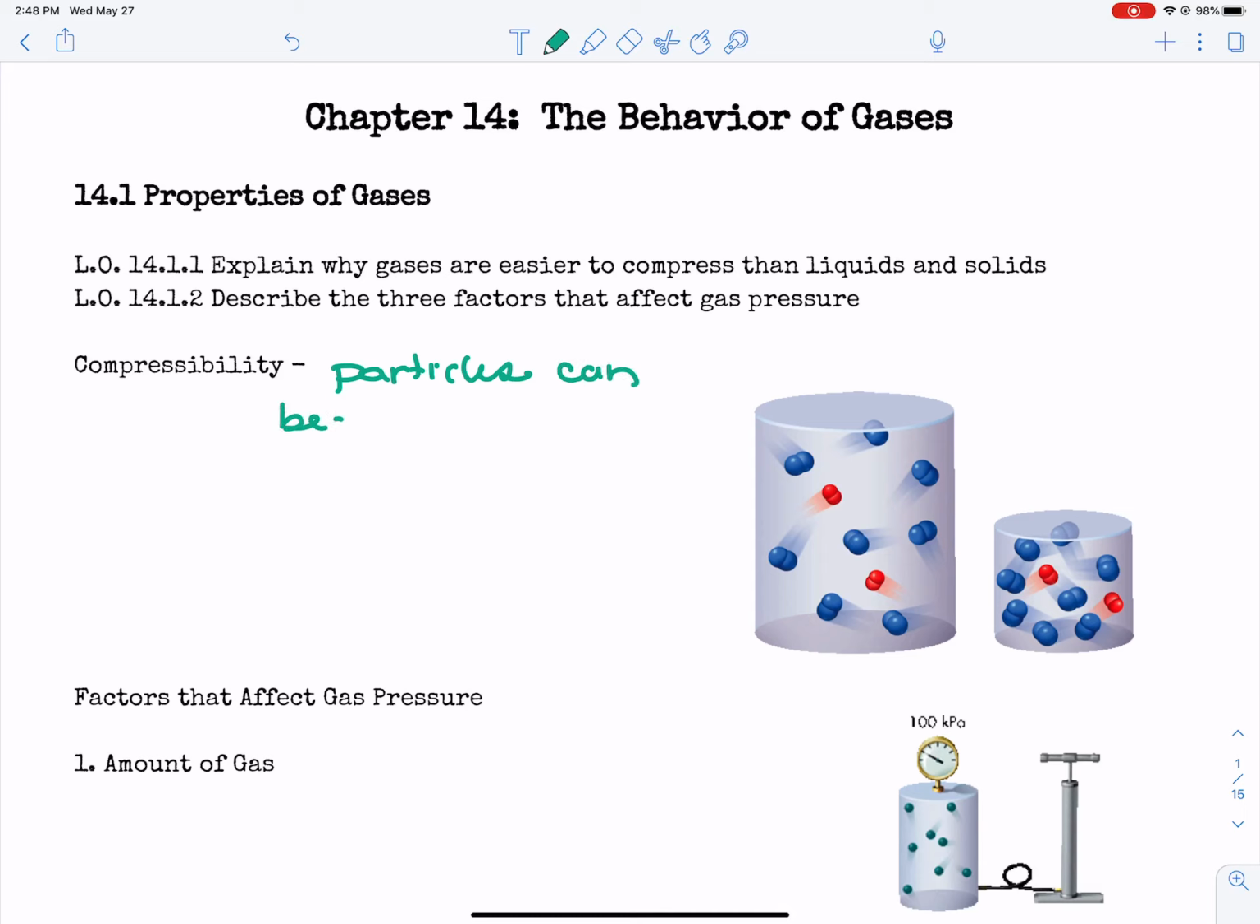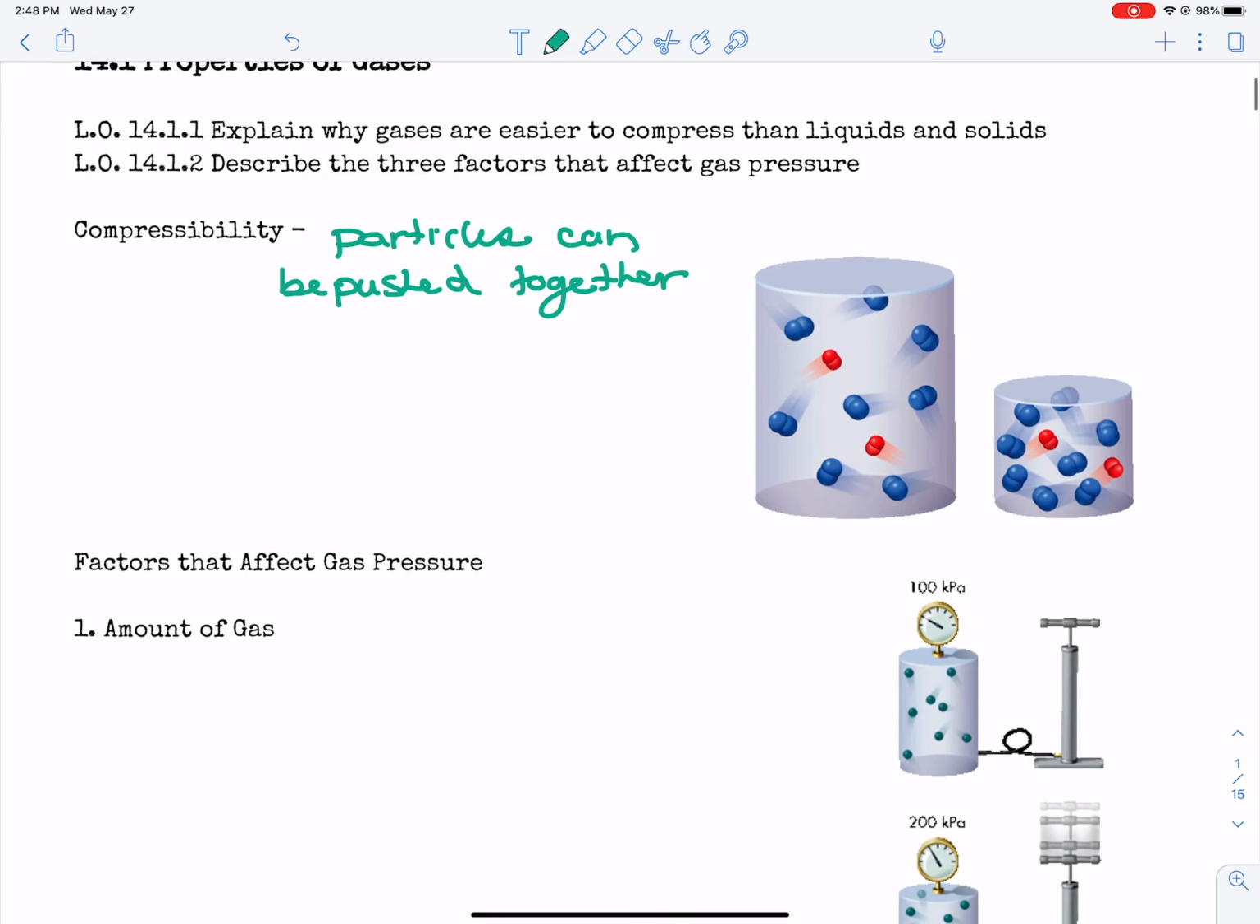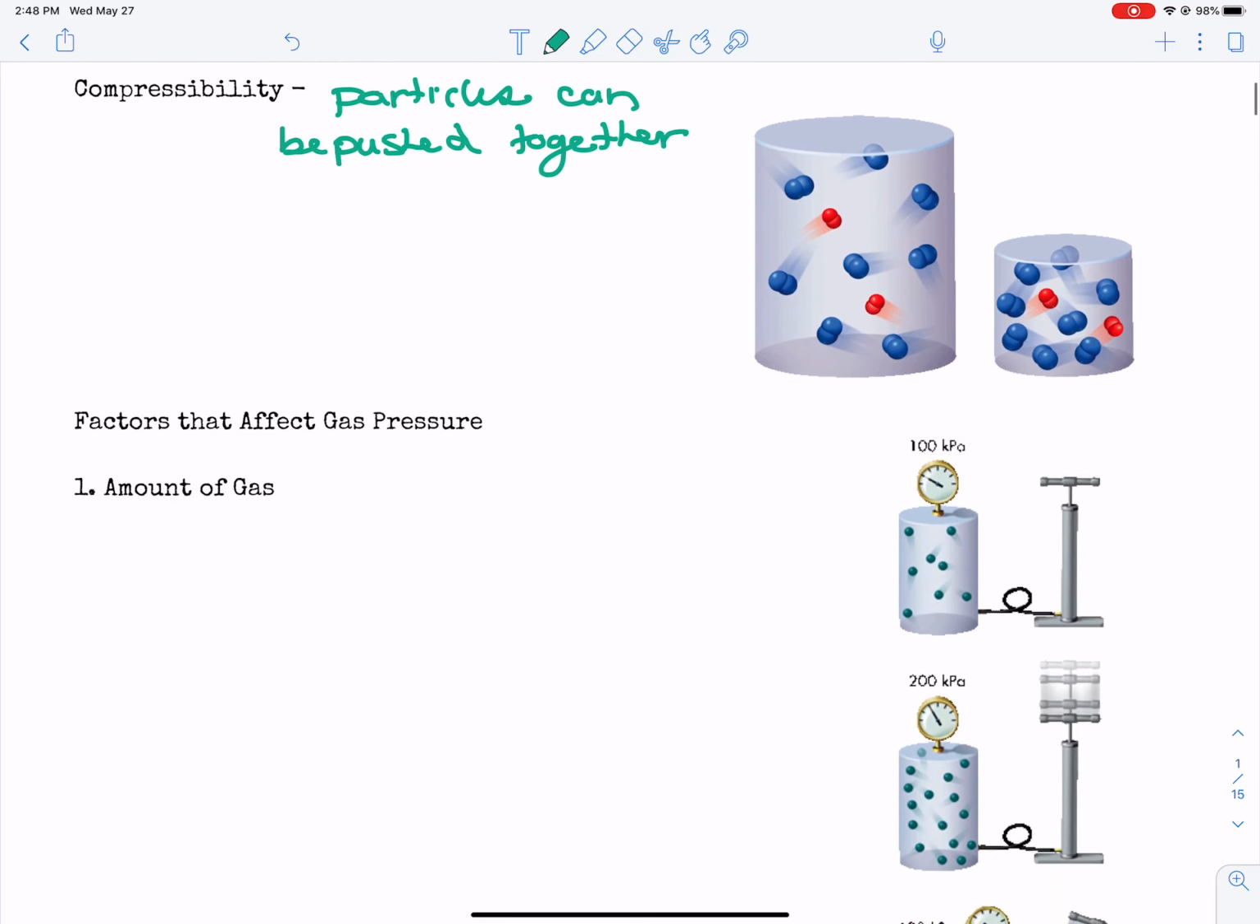And because of that, you can change the volume of a gas really easily by changing its pressure or by putting it in a smaller container. You can also manipulate the volume and pressure with temperature. What we're going to look at first is ways that we can affect the pressure of a gas.